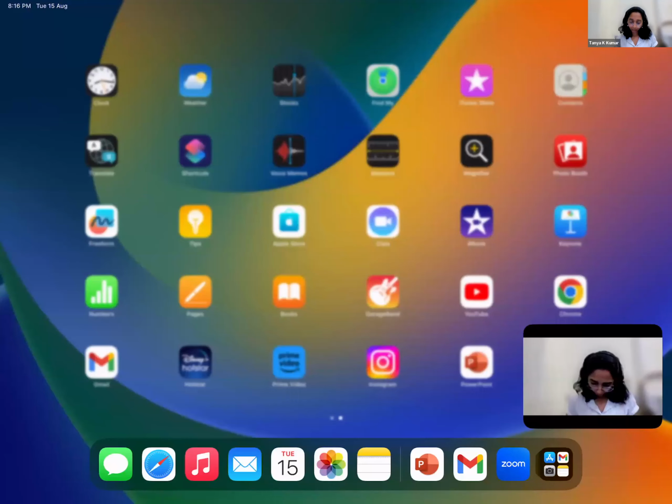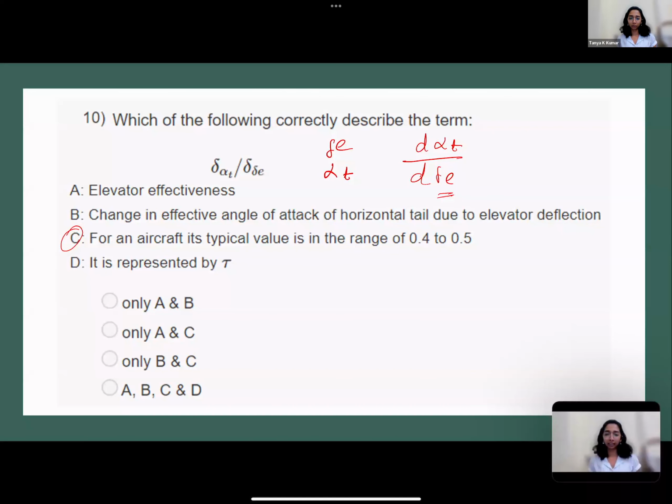Coming back to the question, if I deflect the elevator down, will your alpha tail be positive or negative? Just consider point C. What do they say? Please, one of you unmute yourself and tell me what point C says, or type it here, whichever is convenient. So it is represented by tau, right? All 4 points are true. So now it's delta alpha tail by delta E. Is this positive or negative?